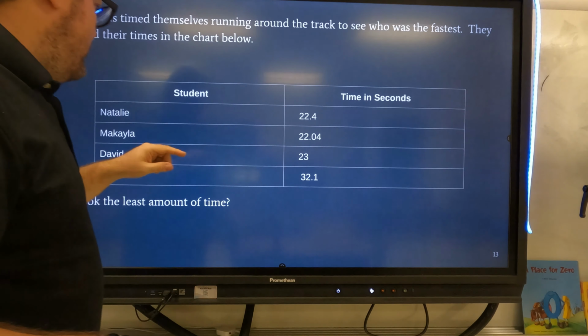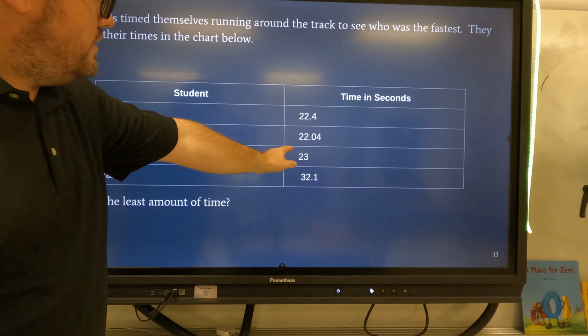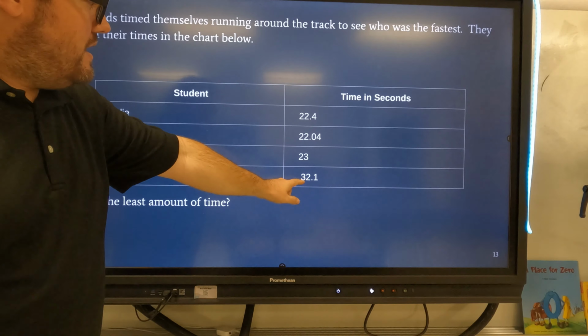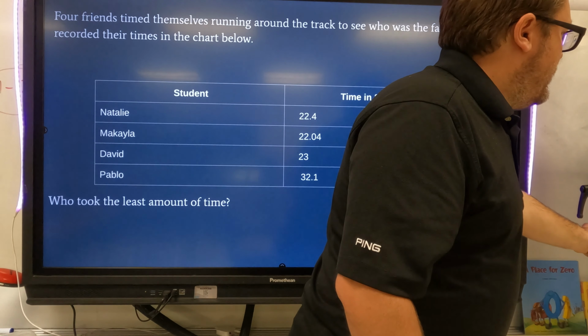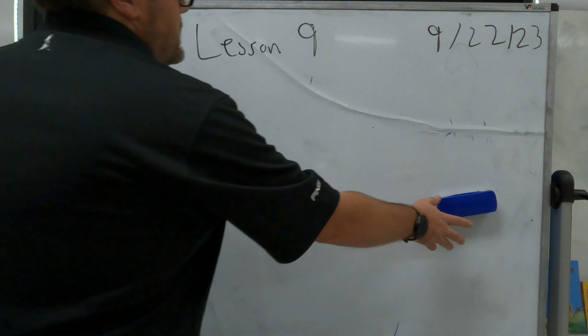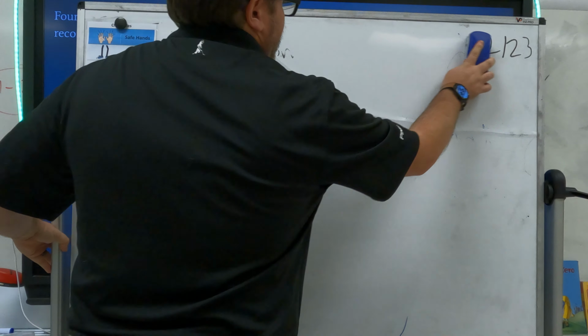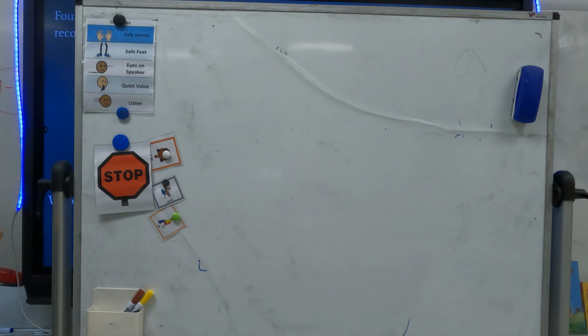So we have 4 numbers listed here. 22 and 4 hundredths, 22 and 4 tenths, 22 and 4 hundredths, 23 and 32 and 1/10. So I'm going to bring my whiteboard over to show you all how I compare these numbers so you can see my strategy.